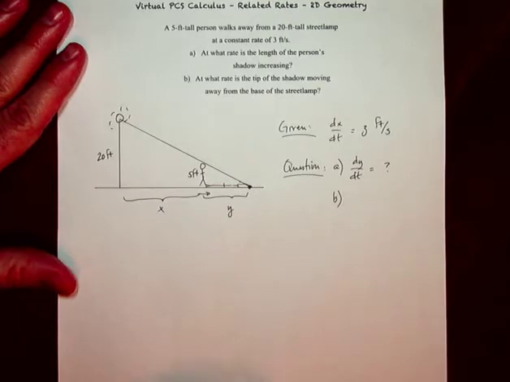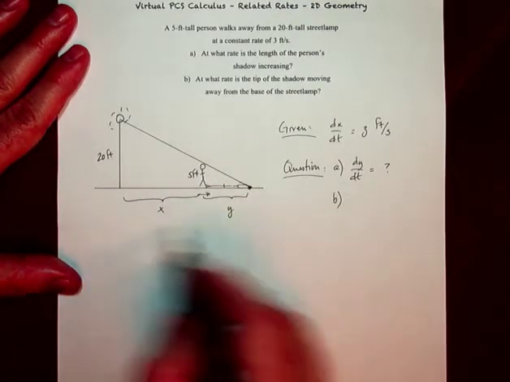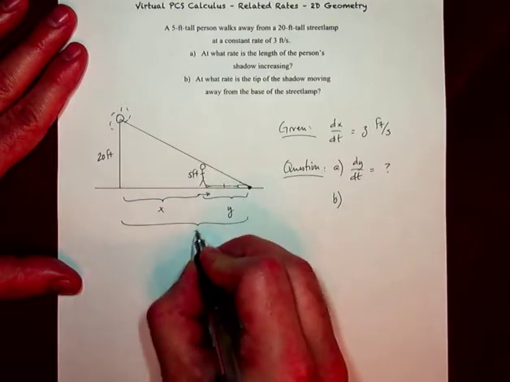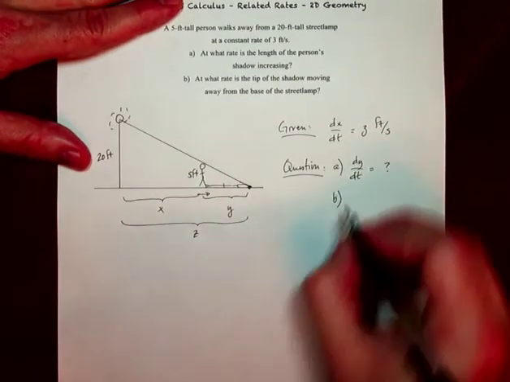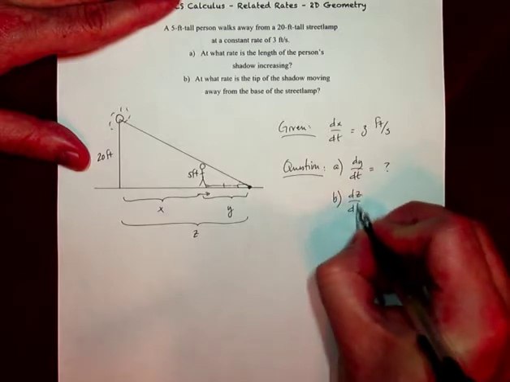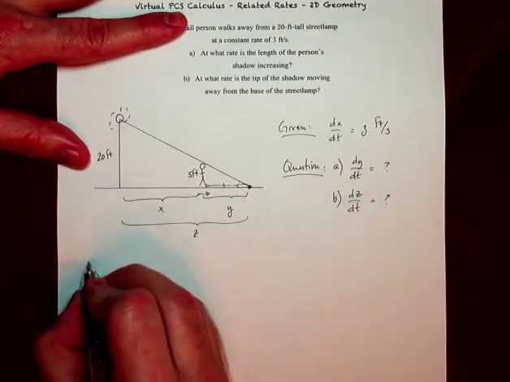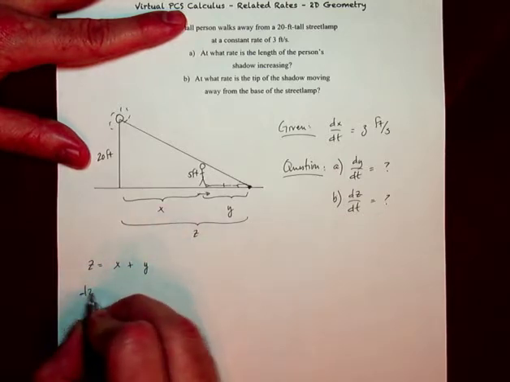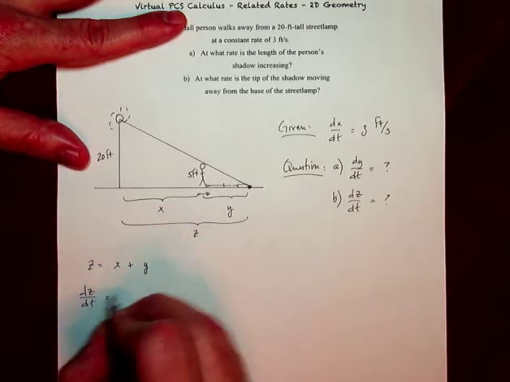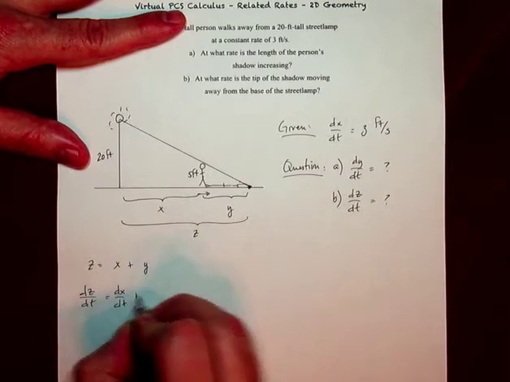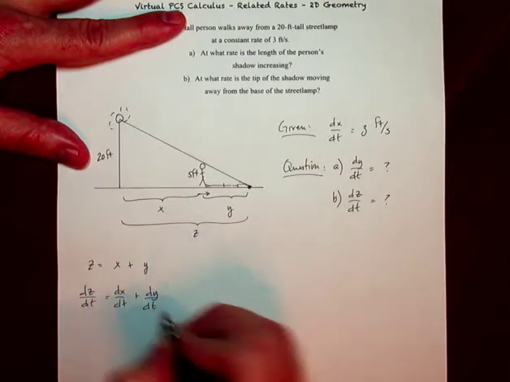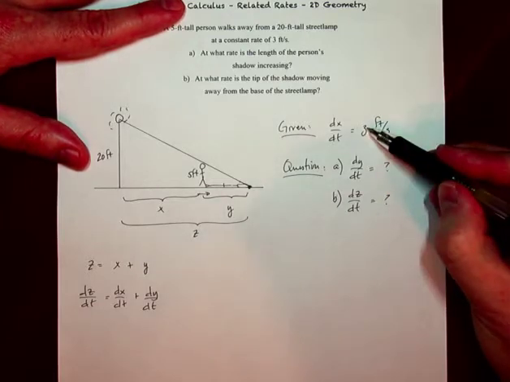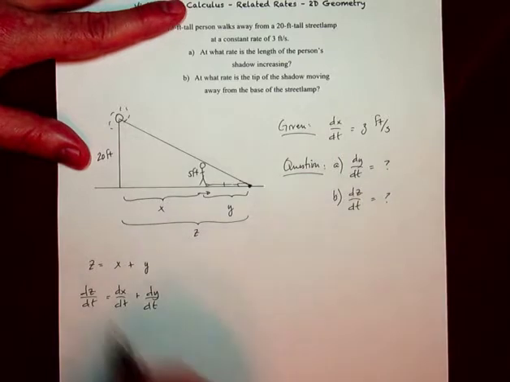Now you can go ahead and call this whole distance another variable, right? Call that z, and dz/dt is equal to what? But z is just simply x plus y, and therefore dz/dt is simply dx/dt plus dy/dt. So basically, once I've found the answer to part A, I simply need to add it to the given in order to get the answer in part B.